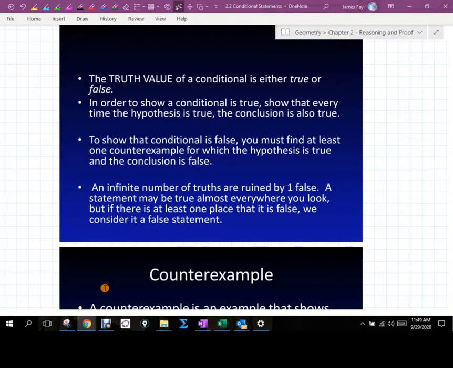Just to reiterate what we talked about yesterday: we talked about if-then statements, formerly known as conditional statements. And like we said yesterday, they are the structure of everything that we do algebraically, everything we do geometrically. So you guys dealt with absolute value equations last year?